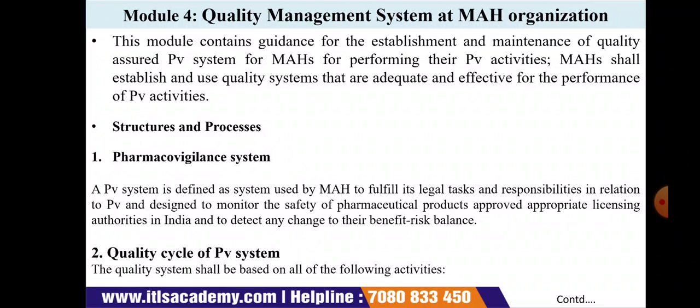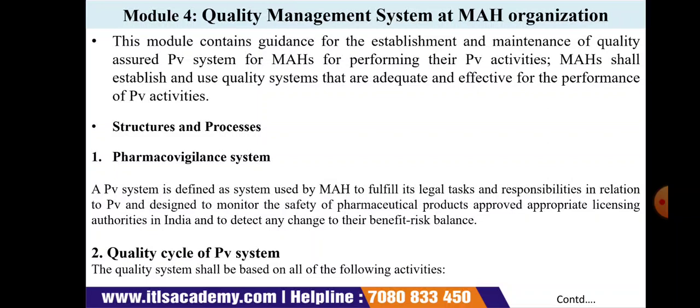First of all comes the pharmacovigilance system. A pharmacovigilance system is defined as a system used by MAHA to fulfill its legal tasks and responsibilities in relation to pharmacovigilance, designed to monitor the safety of pharmaceutical products approved by appropriate licensing authorities in India and to detect any change to their benefit risk balance. This system should cover MAHA's organizational structure, that is, organogram describing PV personnel's roles and responsibilities, procedures, processes, and resources of the PV system, as well as appropriate resource management, compliance management, and record management.